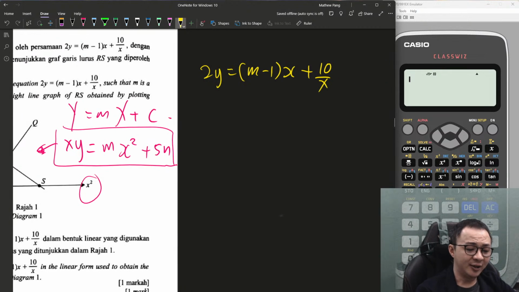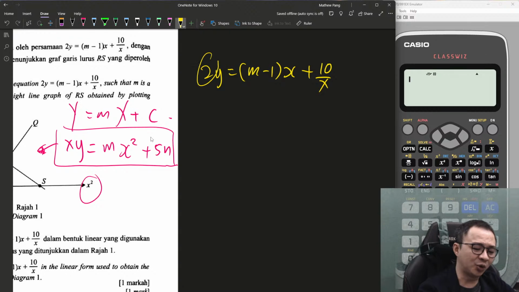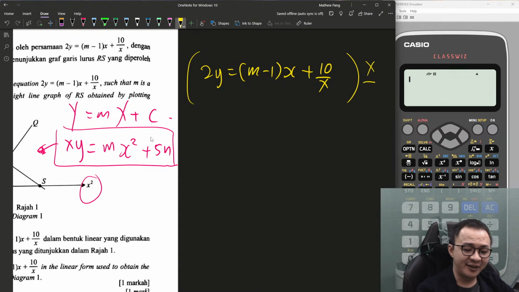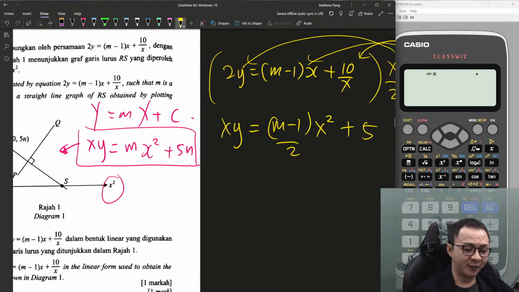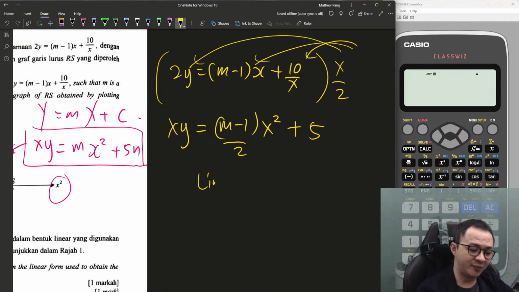Obviously, I want to get xy, so I will multiply x for everything. And I don't want the 2 here, so I will multiply by x and divide by 2 for every single one. Okay, you should be able to get some idea, right? So I get xy equals (m minus 1 over 2) x squared plus 5. Okay, so from here, yeah, this is the linear form they want.